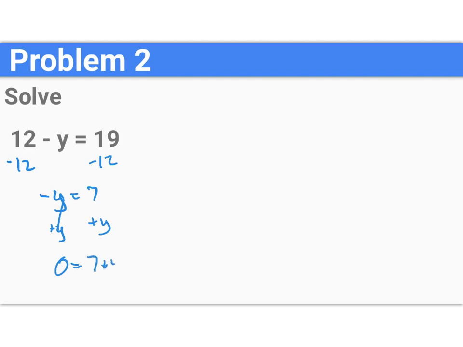We get 7 plus y. You cannot add a 7 and a y. They are different terms. Now we have to subtract 7 from both sides to get the y by itself. And on the next line, we have y equals negative 7. And so if I were to stick a negative 7 in here, here's the check.